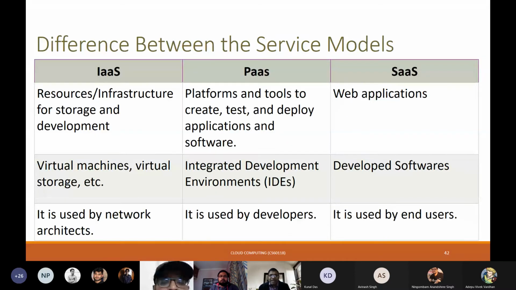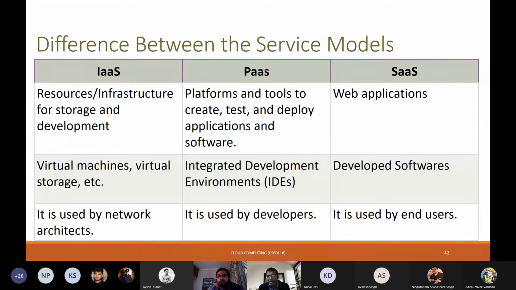So let us do a side-by-side comparison of these service models: infrastructure as a service, platform as a service, and software as a service. In infrastructure as a service, we are talking about basic computing infrastructure, different resources such as storage, CPU, etc., which are made available to the end users. In platform as a service, platforms and tools to create, test, and deploy different types of applications and software. And in software as a service, it is typically web-based applications which are made available, right? I think this should be pretty much clear by now.